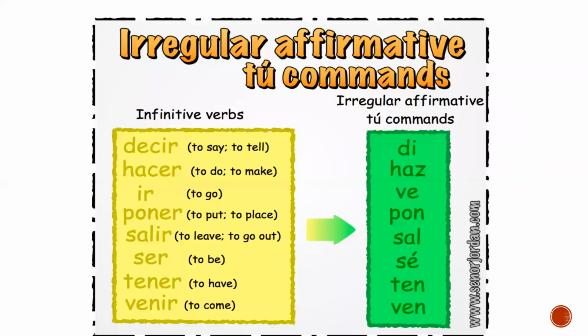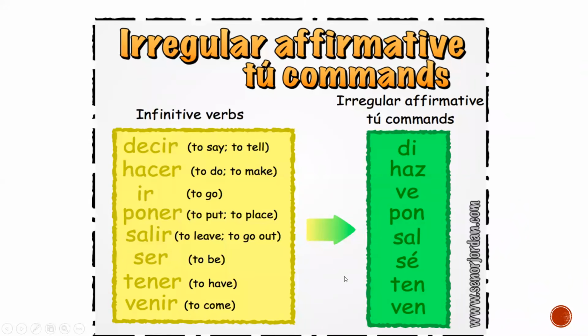There's a few irregular ones in Spanish. Decir is to say, di. Hacer, to do, haz. Ir is to go, ve. Poner is to put, pon. Salir is to leave, sal. Ser is to be, sé. Tener is to have, ten. And venir is to come, ven. You have to memorize these, so I suggest maybe taking a picture of the screen or jotting it down in your notes. This will be really useful on the final.